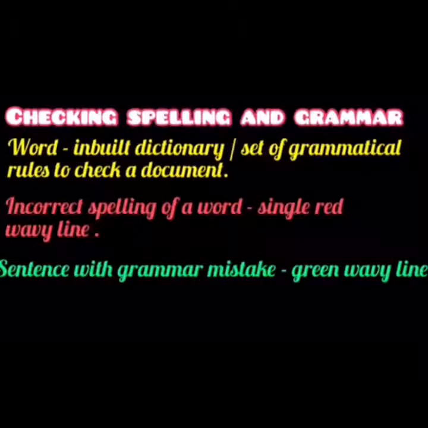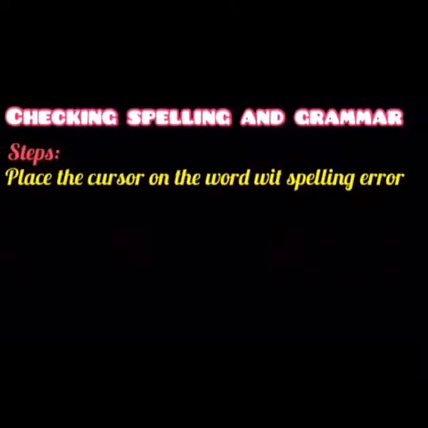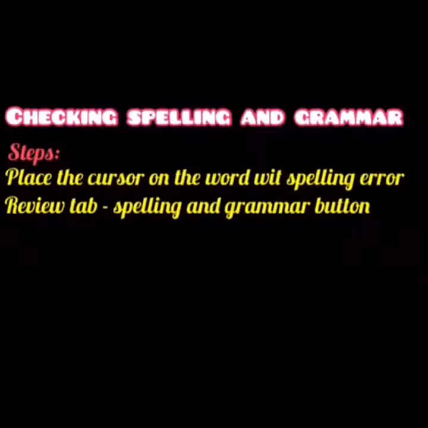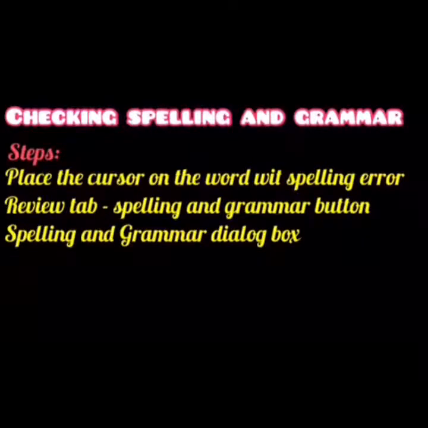So now what are the steps to find or correct this spelling? First we have to place the cursor on the word with the spelling error. Now we can find the word easily, right, which has the spelling mistake? How? Because it will be with a red line. I have to place the cursor in that spelling error. Then I have to click on the review tab to select the spelling and grammar button. First I have to click on the review tab. In the review tab I have a button called spelling and grammar.